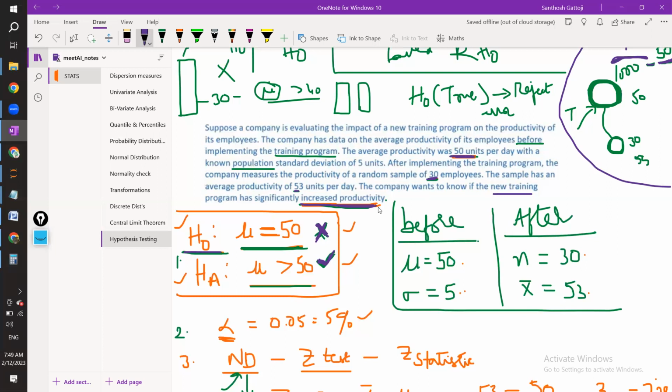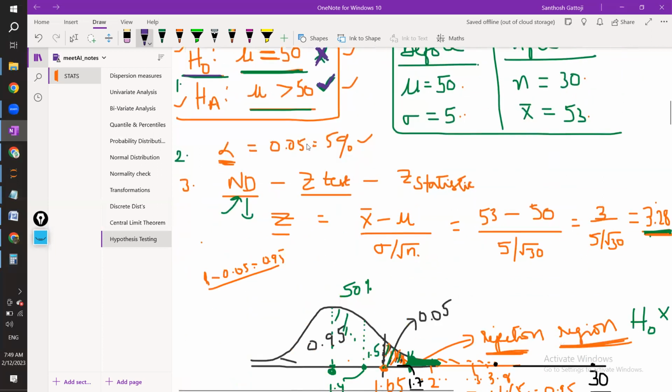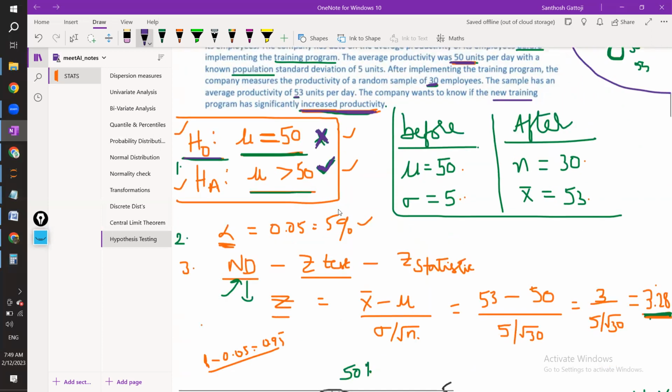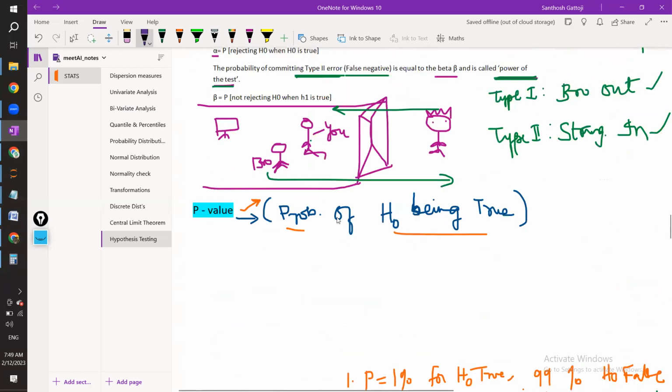Okay, fine. So to put it simply, not going into this picture, there are two ways. From the rejection region you have rejected, and from the p-value also clearly you have rejected. So as of now, we are very strongly saying that yes, the new program has had some positive impact. Okay, fine. So now coming to the second example, quickly.